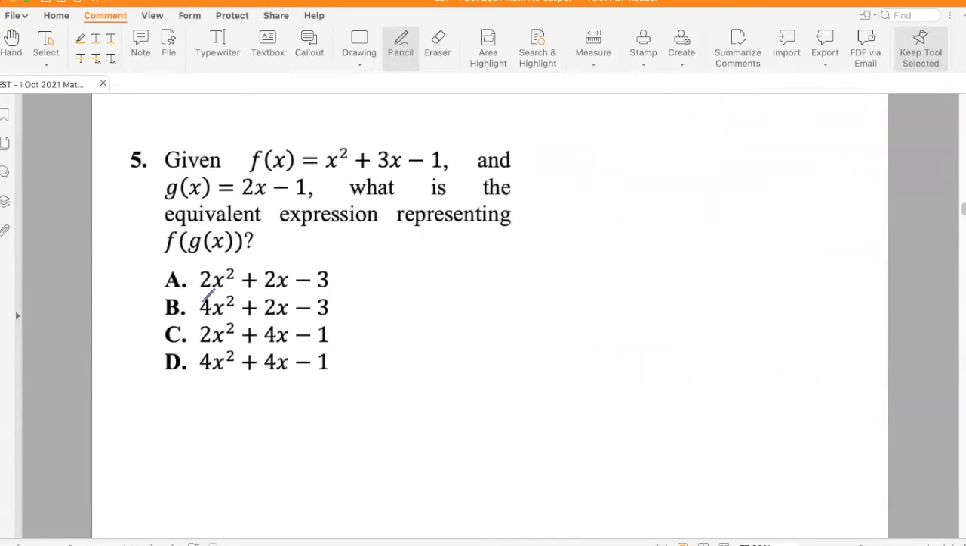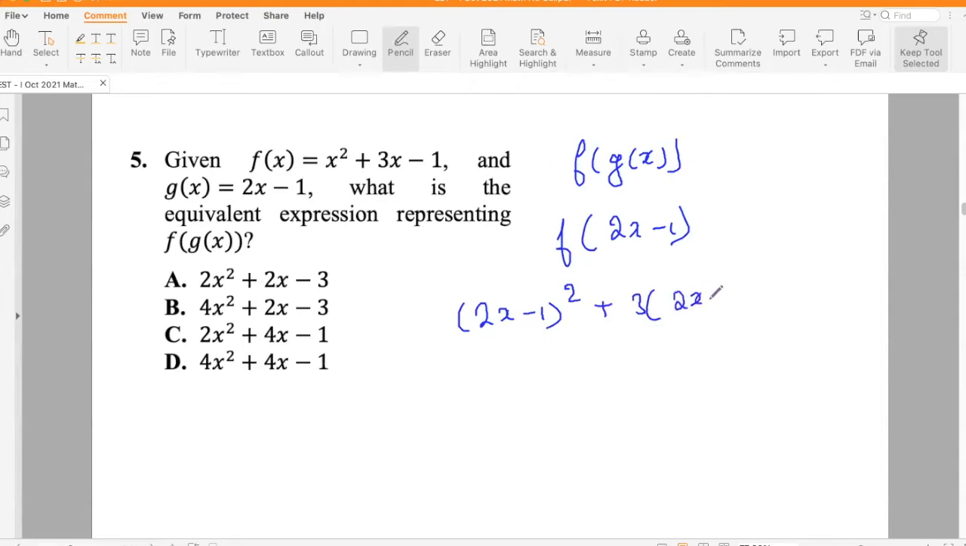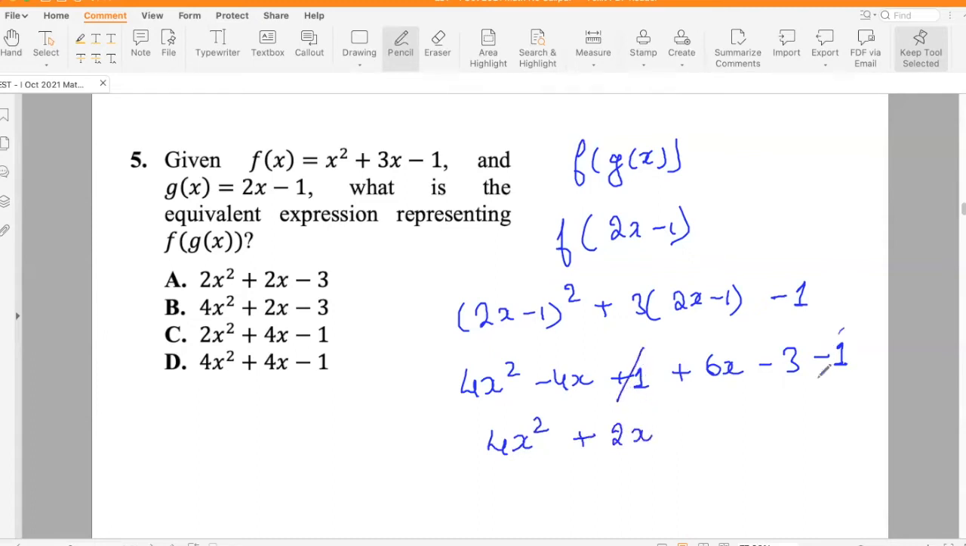Given f(x) is equal to x squared plus 3x minus 1 and g(x) is 2x minus 1, what is the equivalent expression for f of g(x)? So f of g(x) would be f of 2x minus 1. So that would be (2x minus 1) the whole squared plus 3 times (2x minus 1) minus 1. So 4x squared minus 4x plus 1 plus 6x minus 3 minus 1. So minus 4x plus 6x is plus 2x, and plus 1 and minus 1 will cancel, leaving negative 3. So 4x squared plus 2x minus 3, option B.